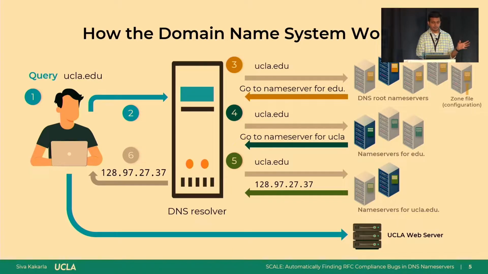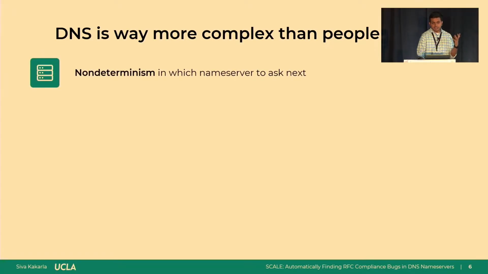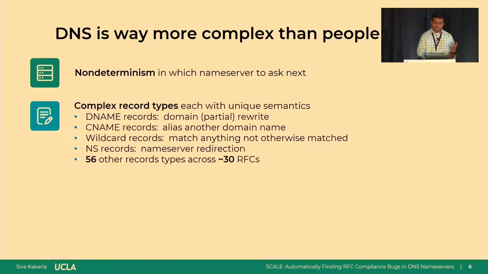All this may appear like a simple process, but the DNS is significantly more complex than people realize. It is essentially a very complex string rewriting system. There are two sources for the DNS complexity. The first is that there is non-determinism in the DNS. In the previous example, I just showed one execution, but there are many other nameserver combinations. The second is the complex record types. There are different kinds of rewrite records, partial rewrites like DNAME or complete rewrites like CNAME, wildcard records to match records not matched by other concrete records, and about 60 other kinds of records defined across about 30 RFCs.